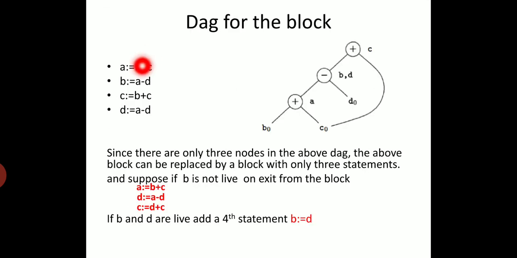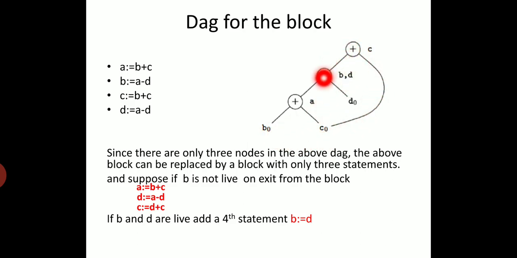Coming to the second statement, b equal to a minus d: a and d are the children nodes, and minus is the operator. a is the output of the previous statement, that is the plus node named a, so that is one child, and d is the other. d is the initial value, so it is noted as d0. Next is c equal to b plus c. Before creating the node, you need to check whether c already exists and no changes have happened to that c. Here c already exists from the first statement, so c0 is enough. You point to that.